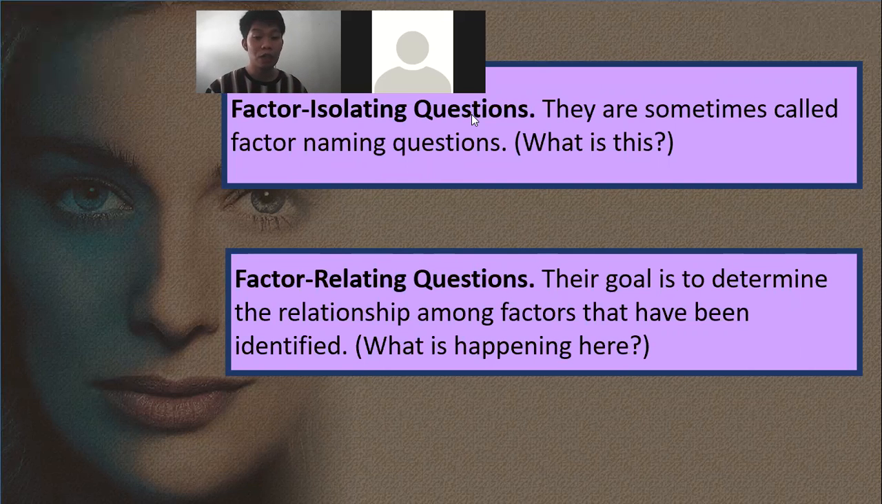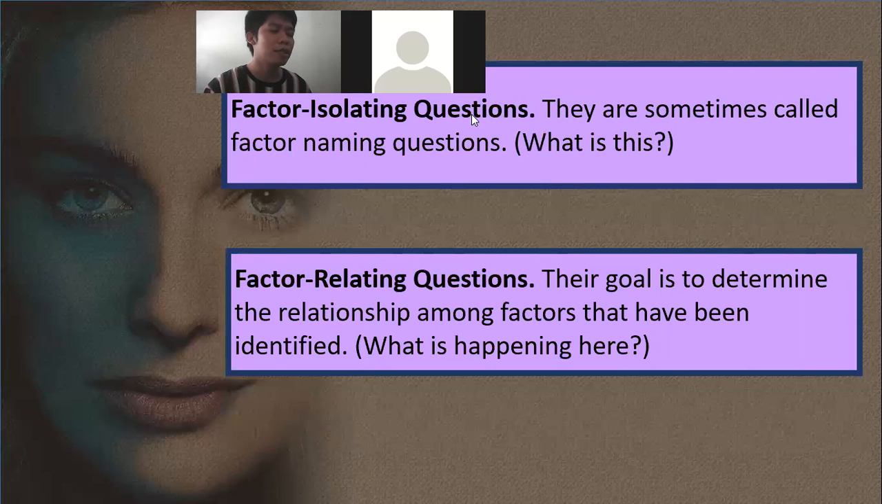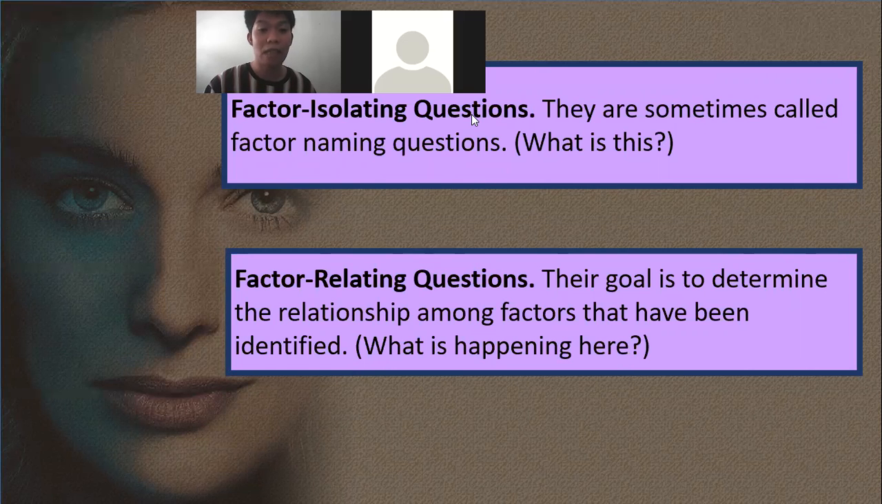Factor relating questions have the goal of determining the relationship among factors that have been identified. Factor relating questions are used if the research design is a descriptive correlational study. If we want to determine if there are significant relationships between the variables in your study. Factor isolating questions are just for descriptive types of study.